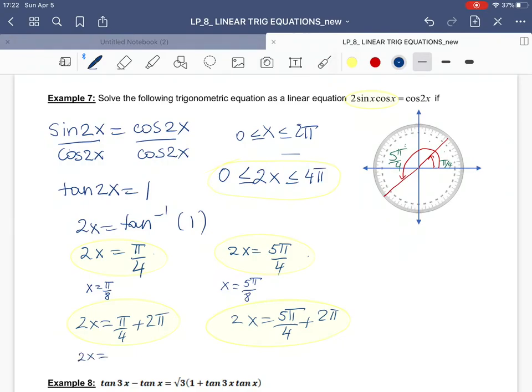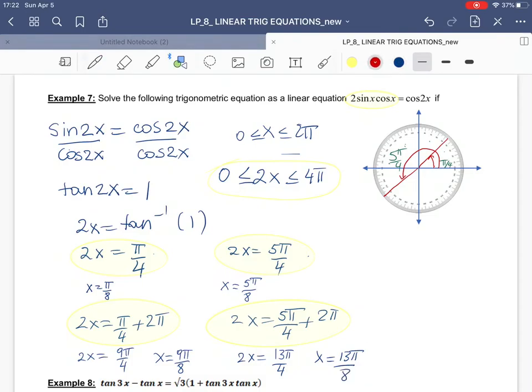Now, here we have to do a little bit more work. Pi over 4 plus 8 pi over 4, that's 9 pi over 4. So that will leave us with 9 pi over 8. So it's still close to pi. And same idea here, 2x equals 5 pi over 4 plus 8 pi over 4, that's 13 pi over 4. So x equals 13 pi over 8.